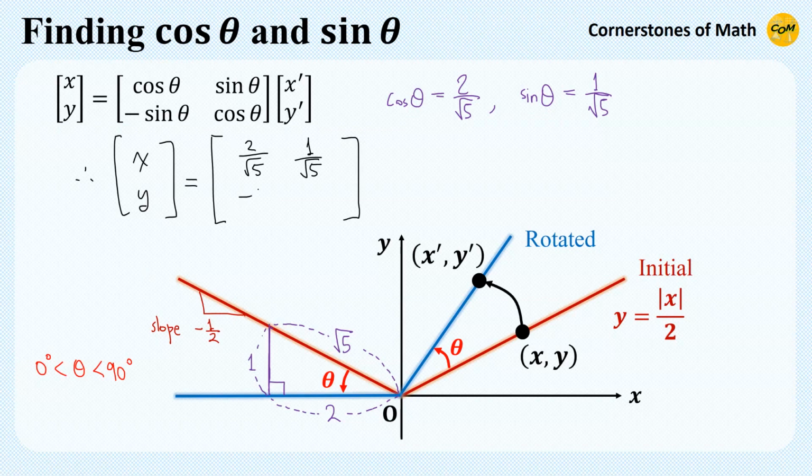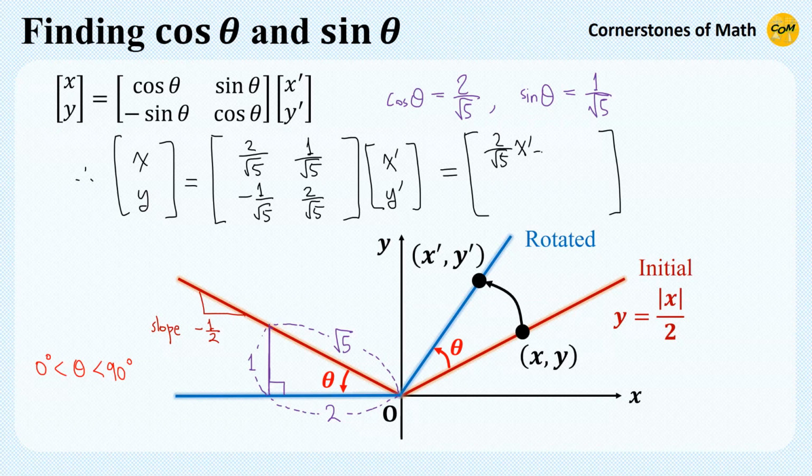Therefore, x, y is given as matrix 2 over square root of 5, 1 over square root of 5, minus 1 over square root of 5, 2 over square root of 5, times x prime, y prime, which gives 2 over square root of 5 x prime plus 1 over square root of 5 y prime, and minus 1 over square root of 5 x prime plus 2 over square root of 5 y prime.